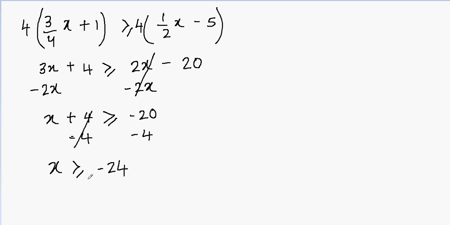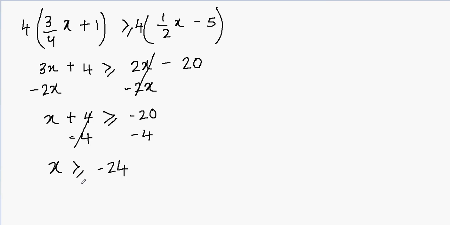The value of x could be negative 24 because we have the equal to sign here along with the greater than sign. So the value of x could be equal to negative 24, or it could be greater than negative 24, but it's not less than negative 24.